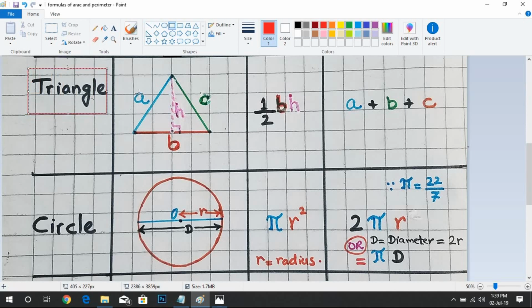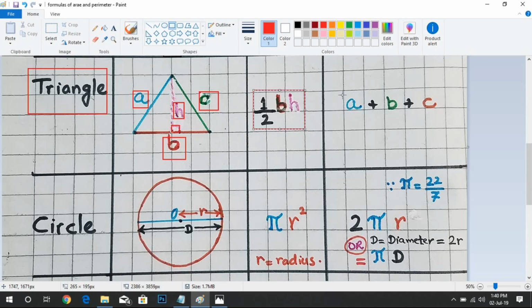This is the triangle, as shown in the figure. This is A, this is B, this is C. Green line is C, red is B, and blue is A. This is the height of the triangle, which is also called the altitude. This angle between the altitude and the base is 90 degrees. The area of a triangle is equal to 1 by 2 base into the altitude.